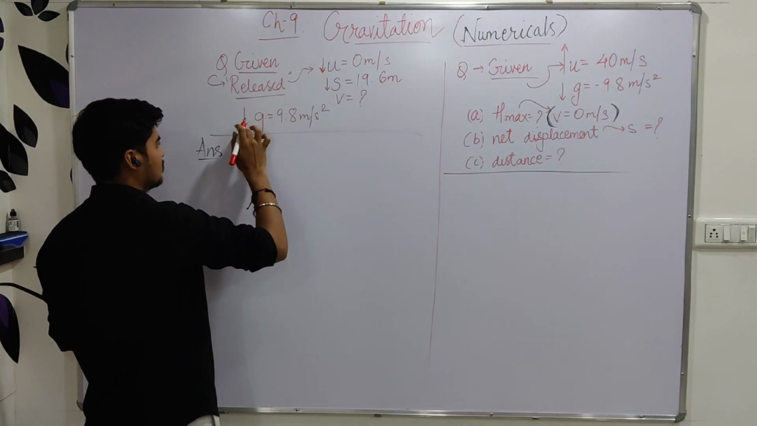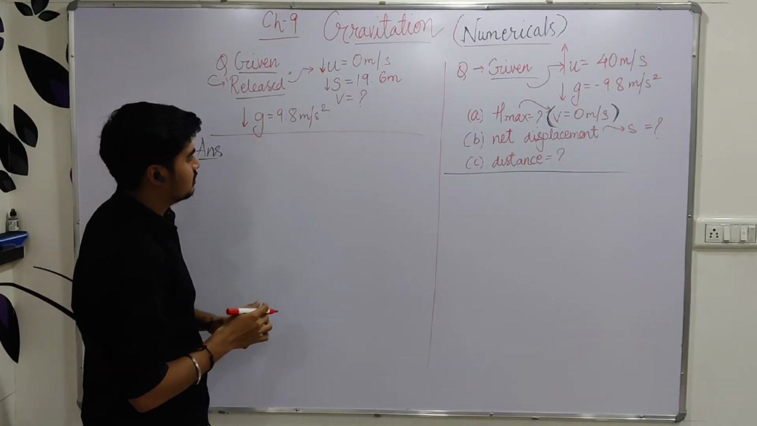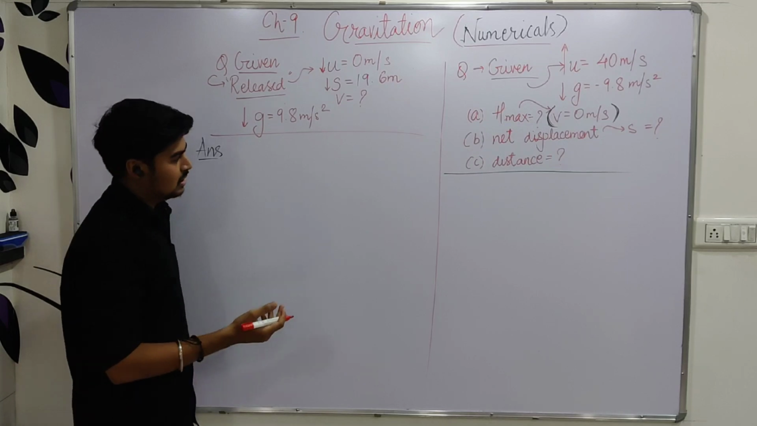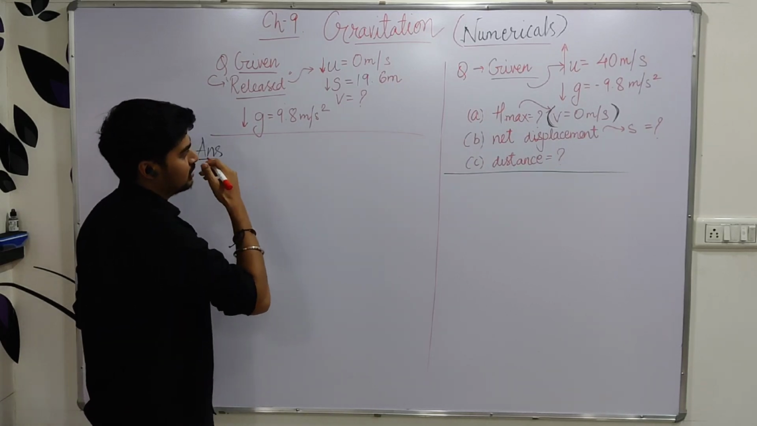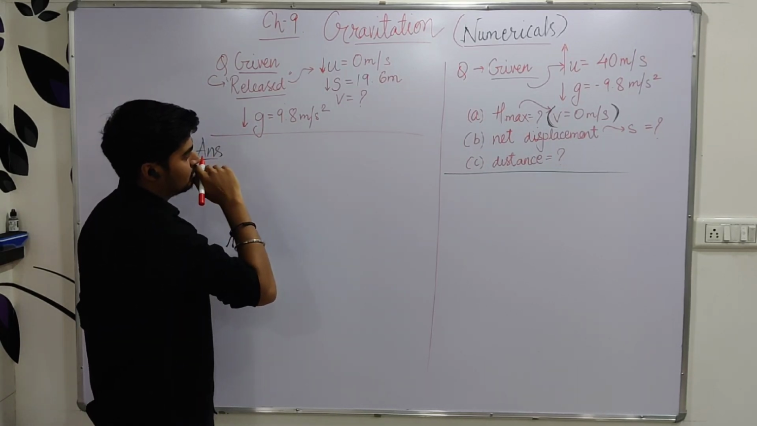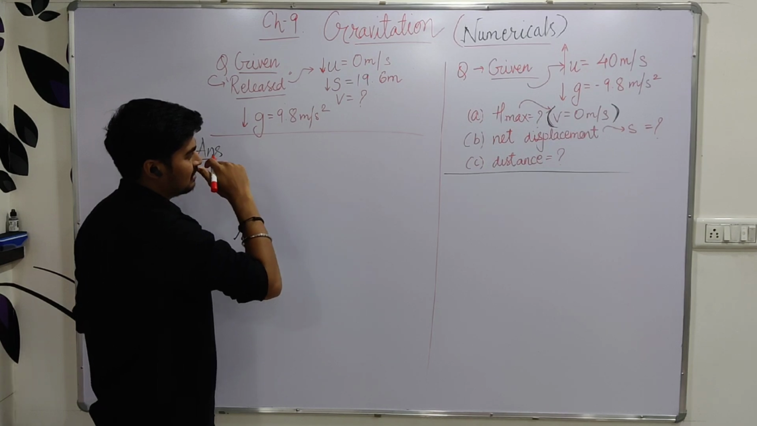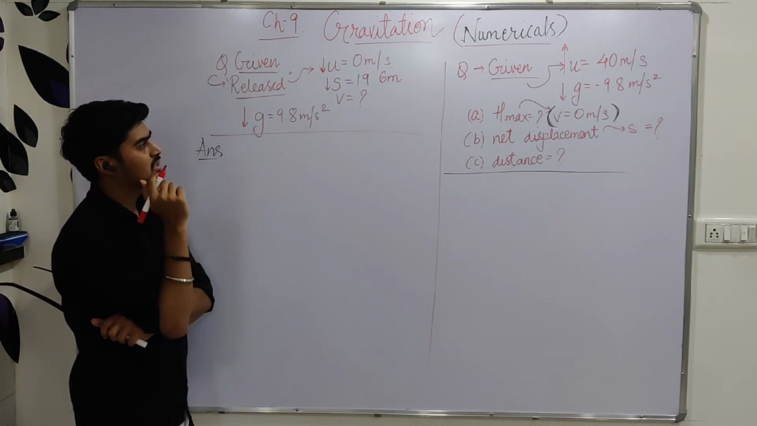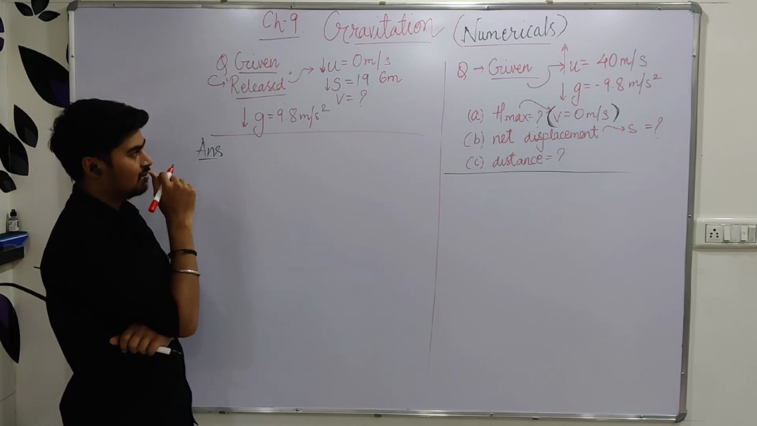As you can see, both velocity, or you can say the motion, and the gravitational acceleration are in the same direction. That's why we will take g as positive 9.8 meter per second square. Now think about the equation of motion where we can relate all these things. Can we go with v is equals to u plus at? No, I will need time there.